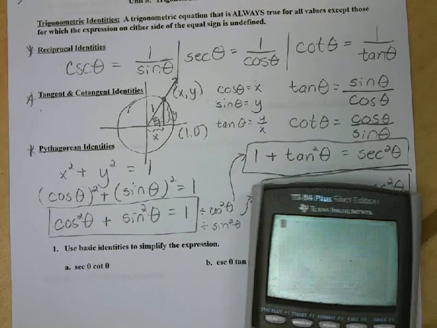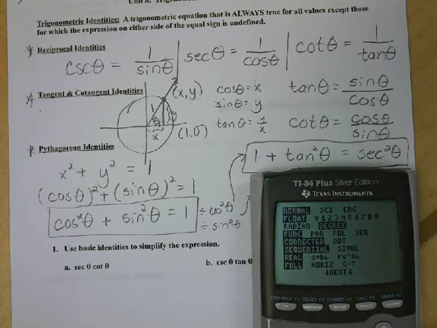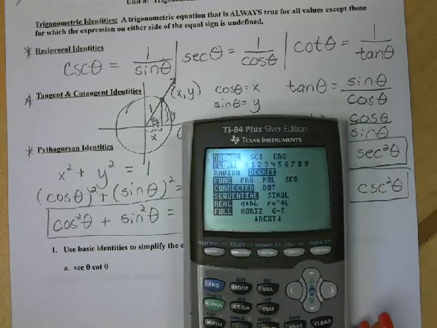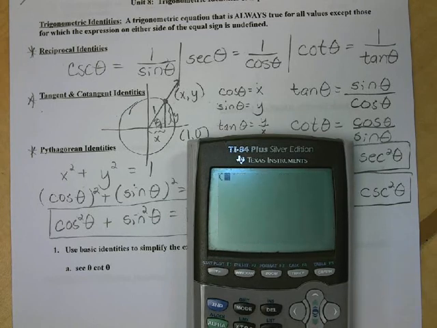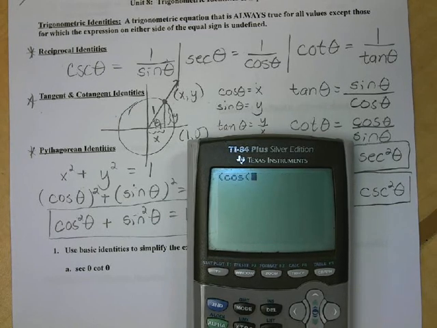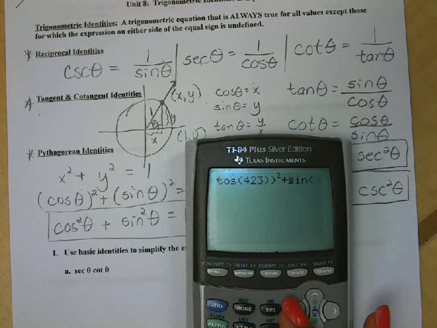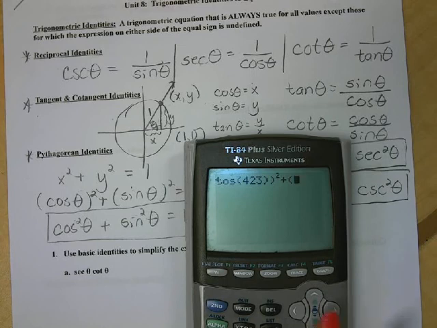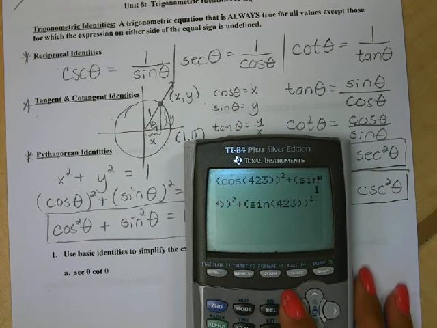So if I took a calculator, and it doesn't matter what mode we're in, I happen to be in degree mode now, I'll leave it as that. If I take my calculator and hit left parenthesis cosine of, say, 423 degrees, get that quantity squared, plus the left parenthesis, the sine of 423 degrees, and square that quantity, I get 1.